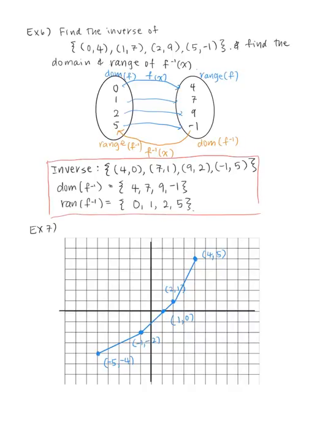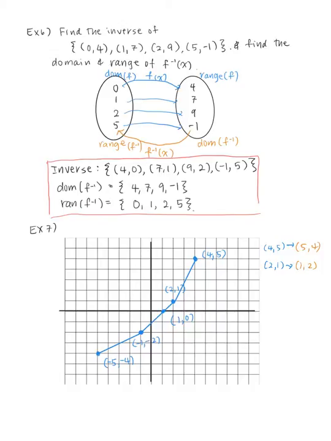Let's take a look at example 7. Given this graph, what we want to do is graph the inverse of this one-to-one function. So remember that for an inverse function, your ordered pair is going to swap around. So let's go from 4, 5. That's going to go to 5, 4. Okay, now let's go with 2, 1. This is going to go to 1, 2.